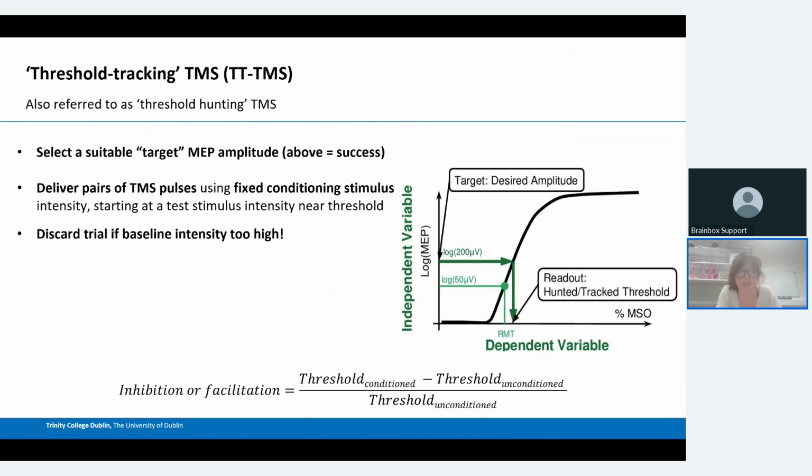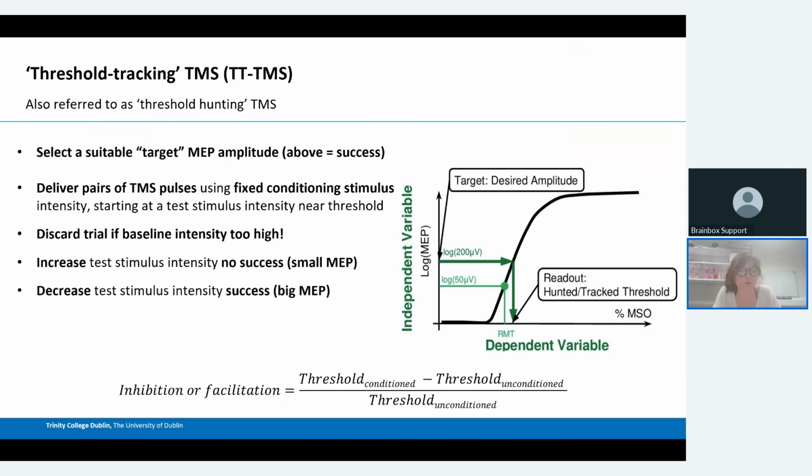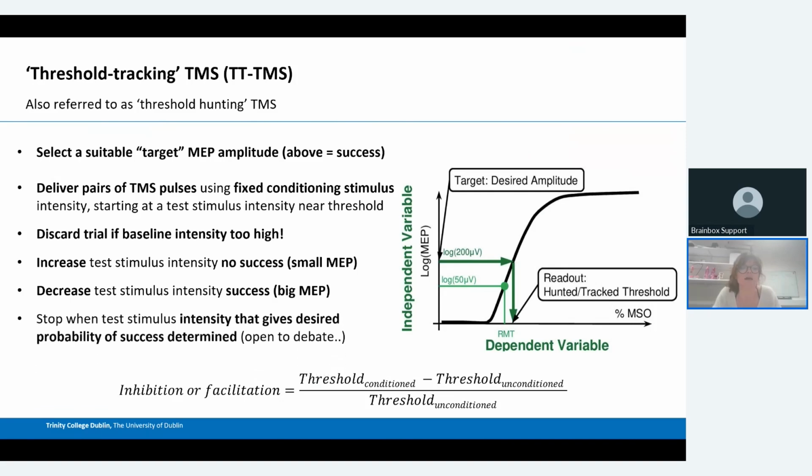But let's presume your data is lovely and clean, the person's nice and relaxed. The way that threshold tracking works, much like for resting motor threshold, is if you find that your MEP is smaller than threshold, i.e. no success, you turn the stimulation intensity up, so you're likely to get a bigger MEP. And vice versa, if your MEP is bigger than your target, you turn the stimulation intensity down. Now that's the test stimulation intensity. The conditioning stimulus intensity stays the same. And you essentially turn it up and down until your set of rules has received enough information to tell you with confidence the stimulation intensity that is associated with a 0.5 probability of getting your target MEP amplitude.